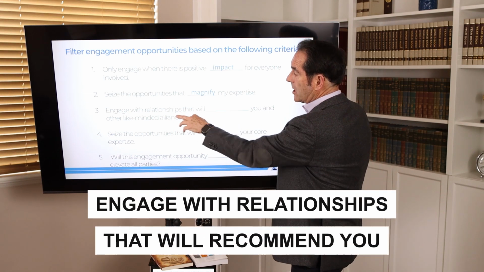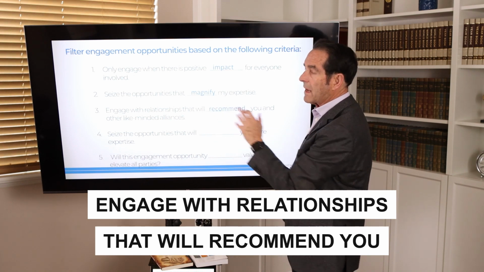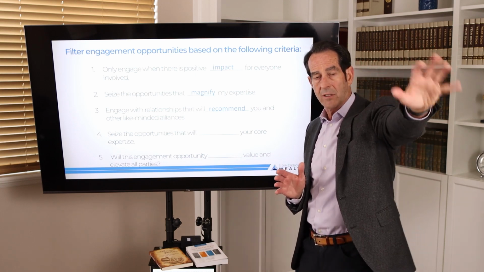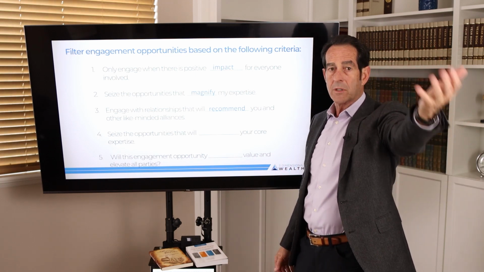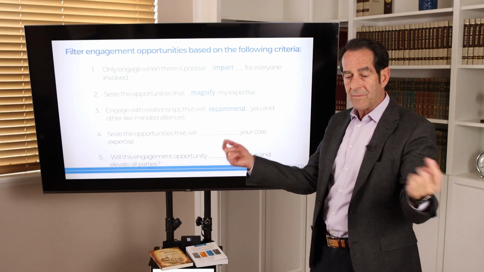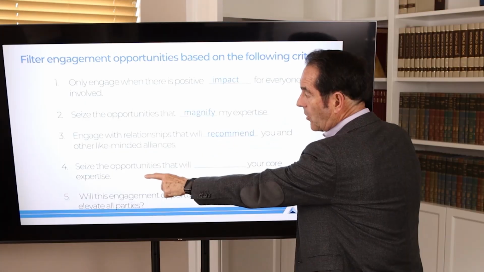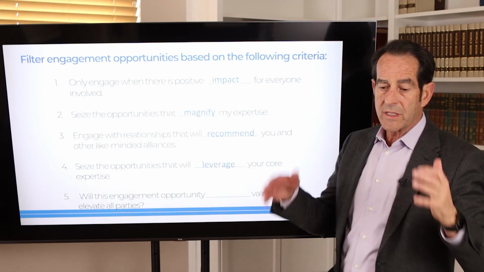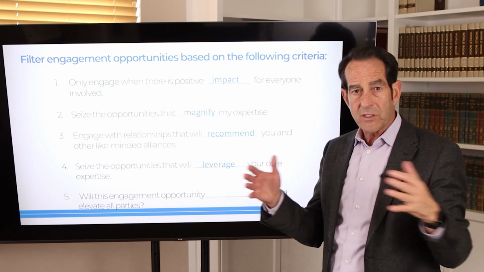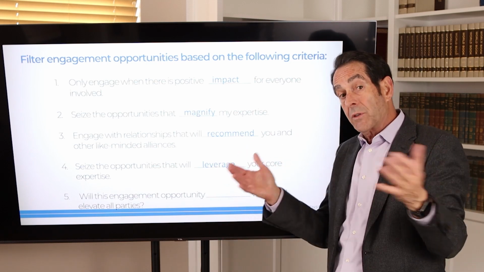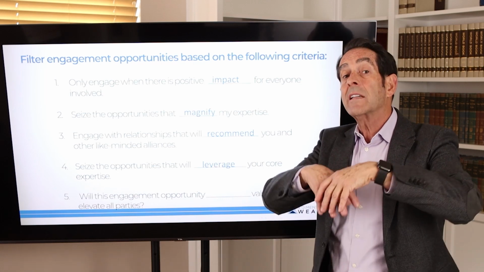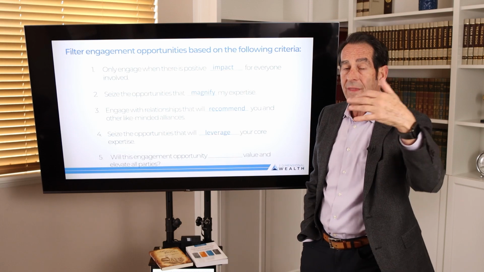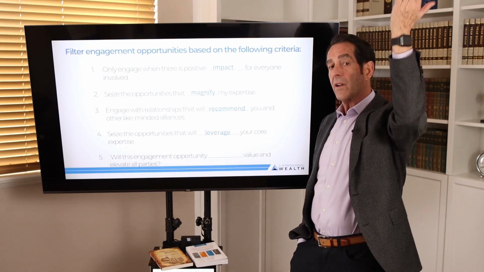The next is engage with relationships that will recommend you. I don't want this to be a dead-end street. If I'm going to recommend this company or this doctor or whatever, I want them to recommend me. I want this to be a complementary situation. The fourth is seize opportunities that will leverage your expertise. In other words, I know what I'm good at. I don't want to be a fish out of water. I want to seize an opportunity that may cause me to stretch, but it's still in my expertise. And so I want to leverage that to help the audience go to a higher level.